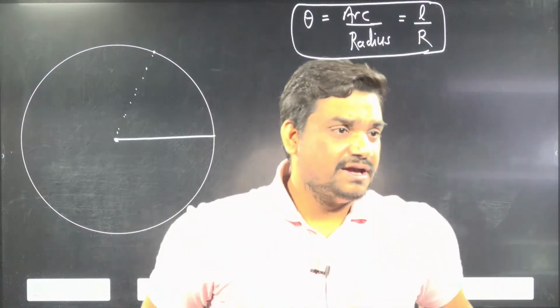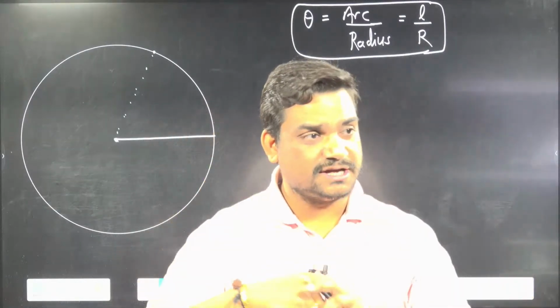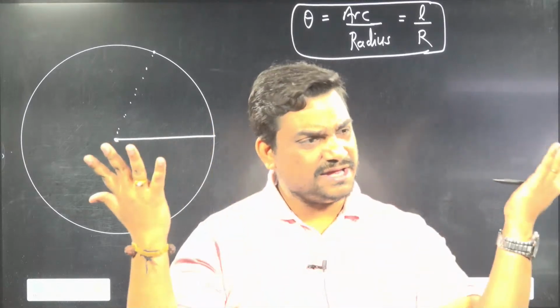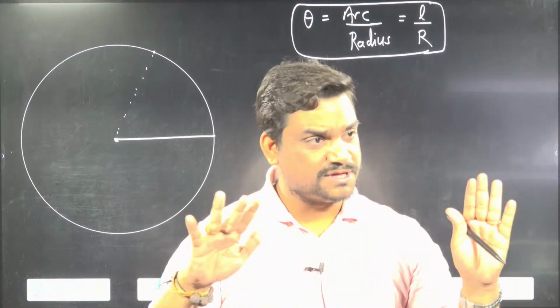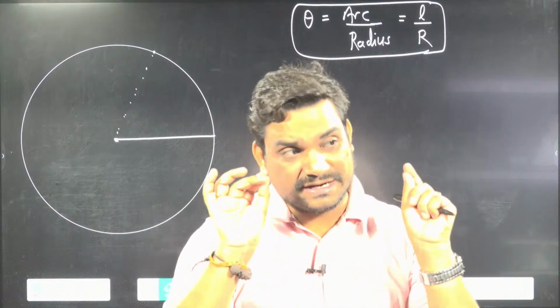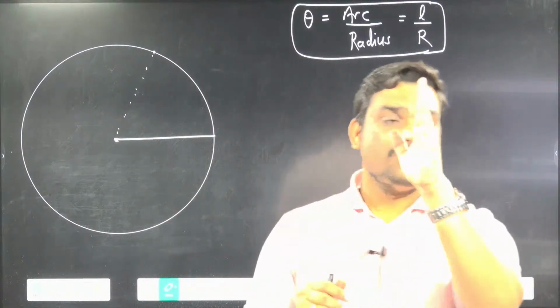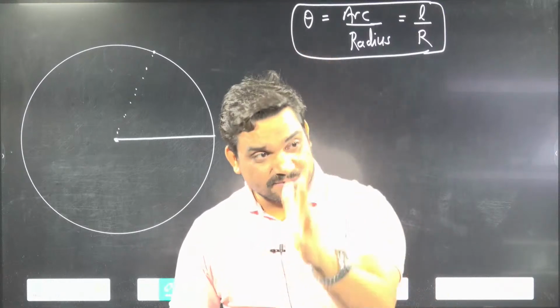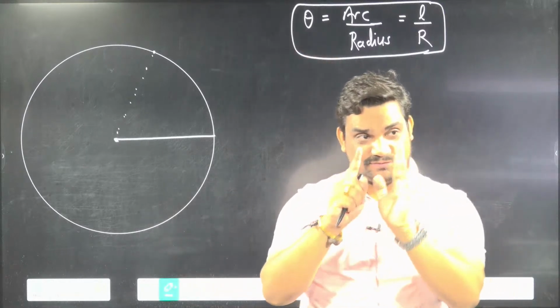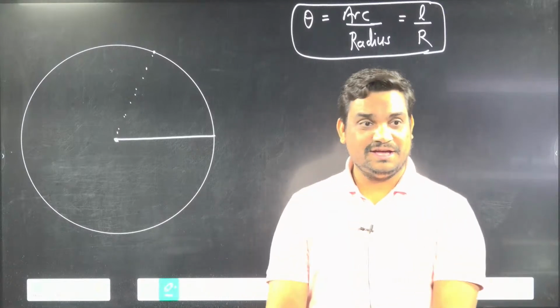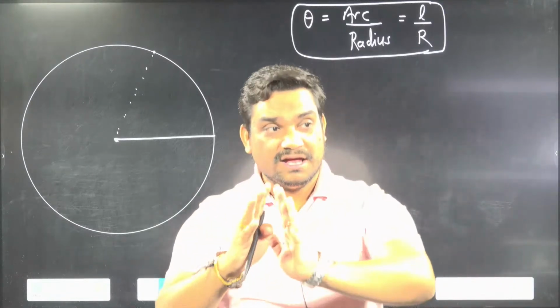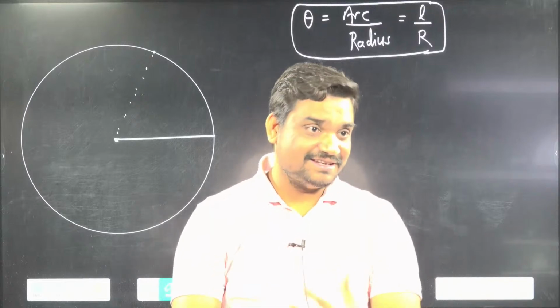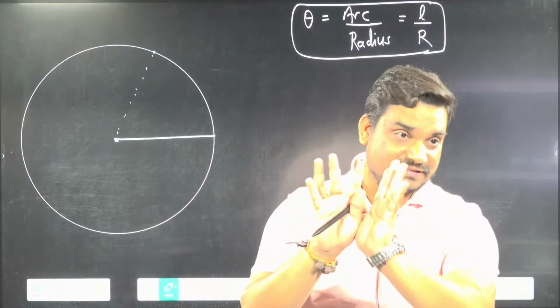What do you say about this one? Theta equals arc by radius. It is for any angle. We can use this for any angle. Only one condition is there, and you need to be careful about it. Theta must be in radian.